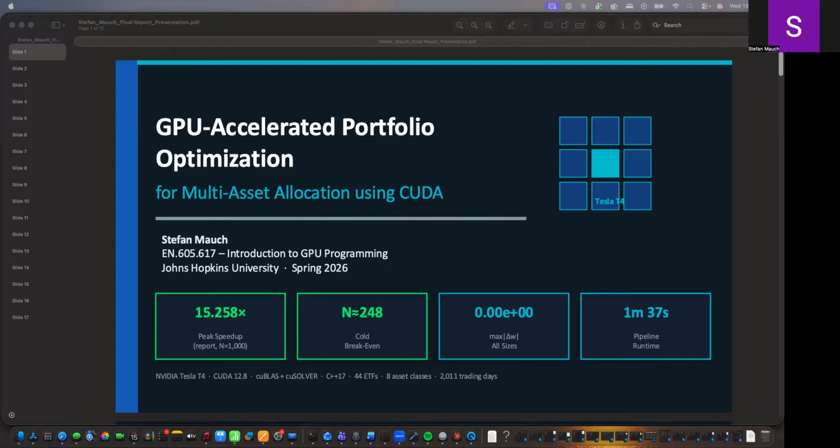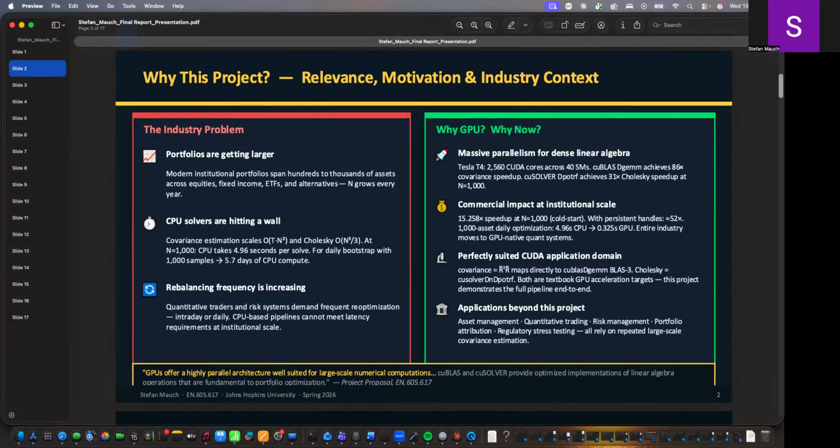The two CUDA libraries that make this possible are cuBLAS, which handles all the matrix math, and cuSOLVER, which solves the linear systems at the heart of the optimization. Everything runs on an NVIDIA Tesla T4 GPU, which is what I used in Google Colab. The key practical insight is that, especially for large portfolio sizes, GPU acceleration stops being a nice to have and becomes really a necessity. And this brings me to the next slide.